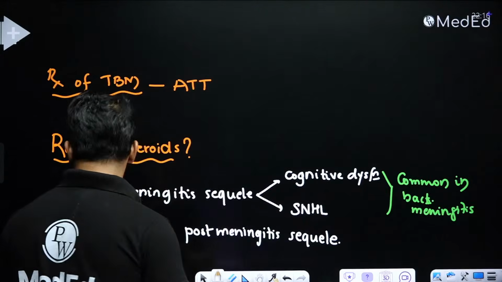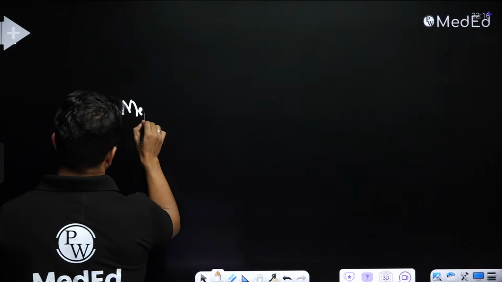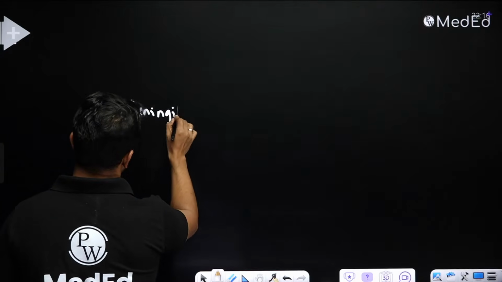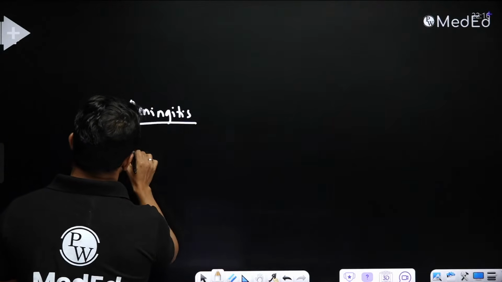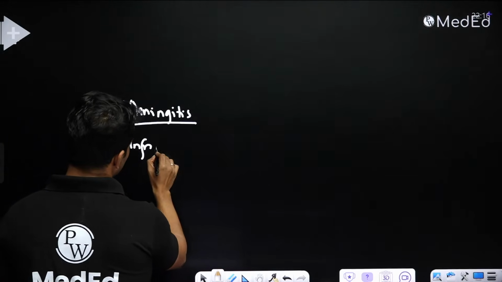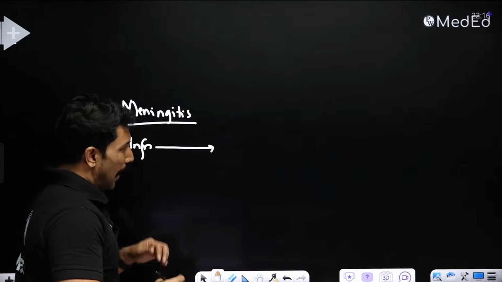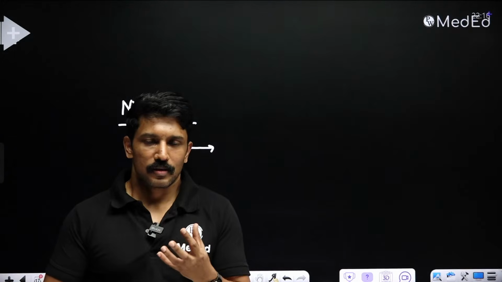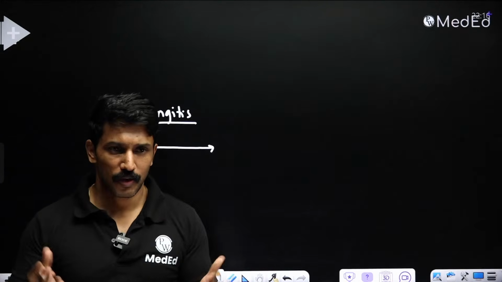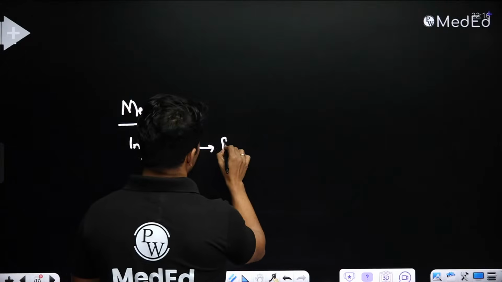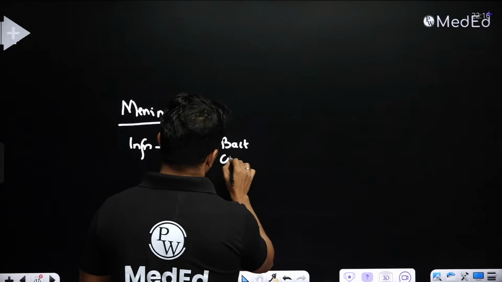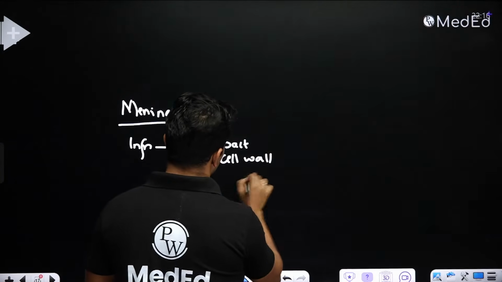Okay, so let me tell you exactly what is happening. If there is meningeal inflammation, meningitis, basically the first thing that starts is infection. So when infection happens, the bacterial cell wall products are now there in the blood.